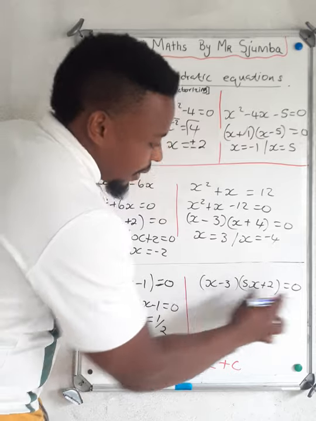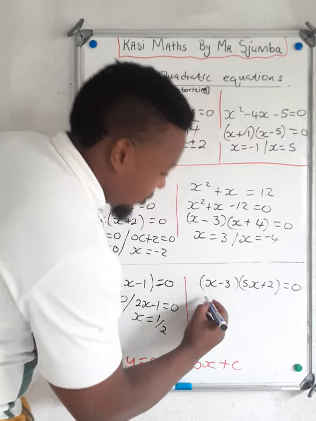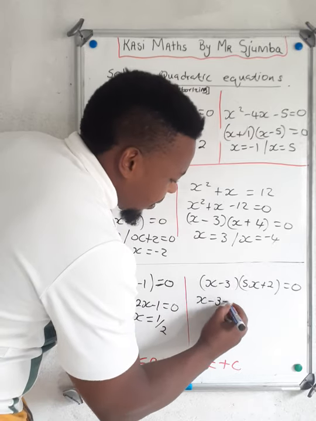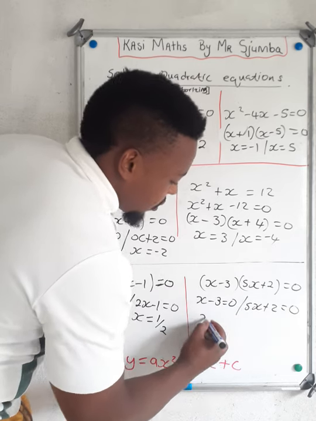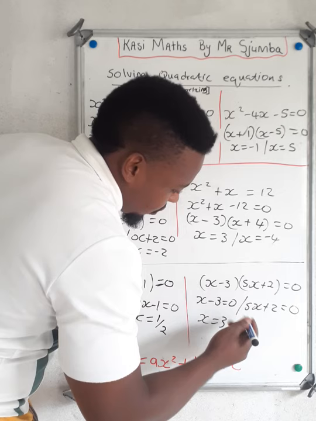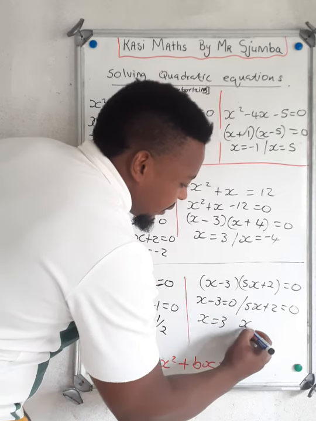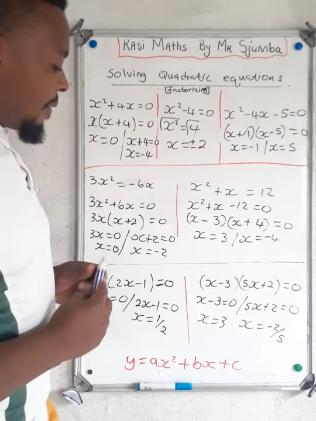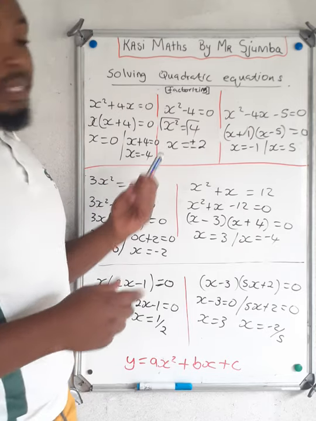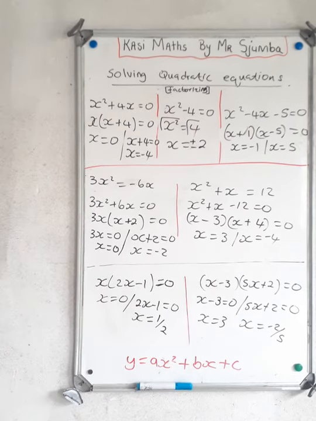This bracket equals to 0 and this bracket equals to 0, so you're going to have x minus 3 equals to 0, and 5x plus 2 which will equal to 0. Then we solve: x equals to 3, and then on this side x equals to minus 2 over 5. So the final example is also solve.